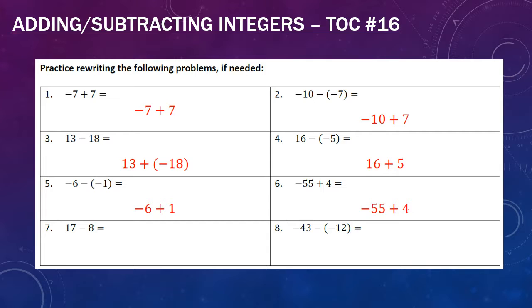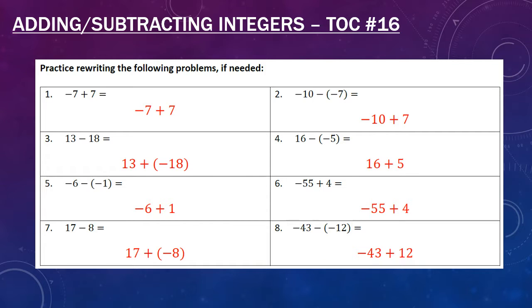All right, we're back. 17 minus a positive 8 becomes 17 plus a negative 8. And then number 8, negative 43 minus a negative 12 becomes negative 43 plus a positive 12. Okay, hopefully you're understanding that we're adding the opposite, and we will do more practice of this in class, and we're going to do some practice with counters in just a second so you'll understand where this is coming from.